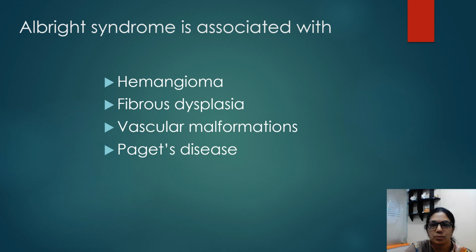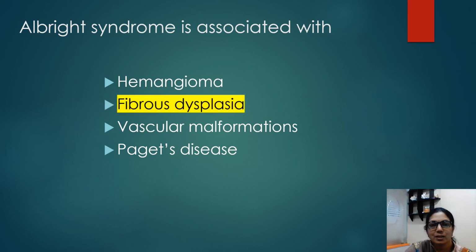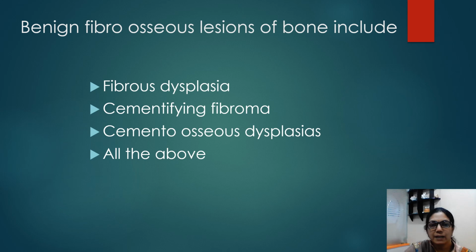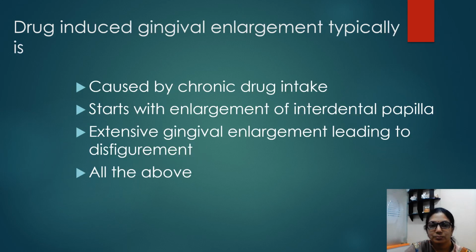Next is Albright syndrome. It is associated with what? As we discussed, it is associated with hemangioma, fibrous dysplasia, vascular malformations, or Paget's disease. What is the answer? The answer is fibrous dysplasia. Next question is benign fibro-osseous lesions of bone include. What are the different benign fibro-osseous lesions of the bone? Fibrous dysplasia, cementifying fibroma or cemento-osseous dysplasias, and all the above. So all these are fibro-osseous lesions of bone.